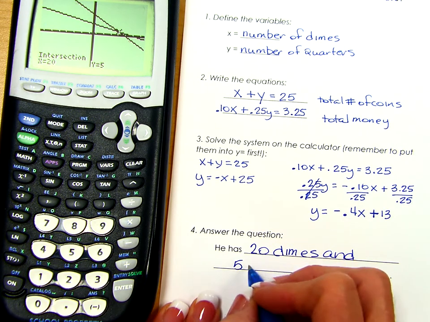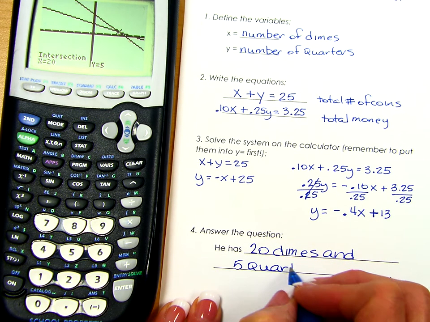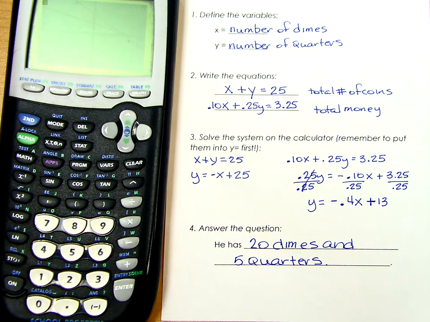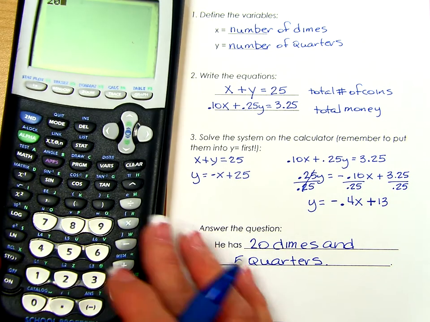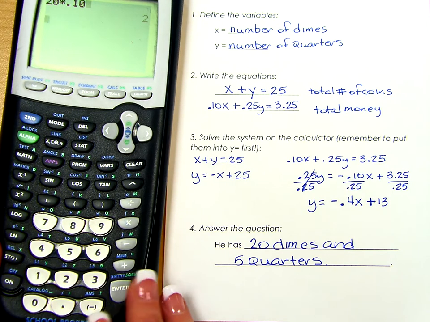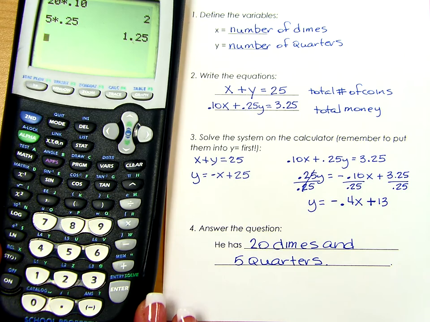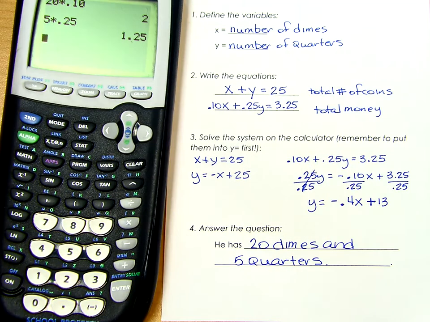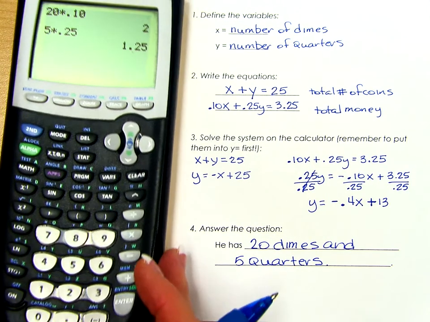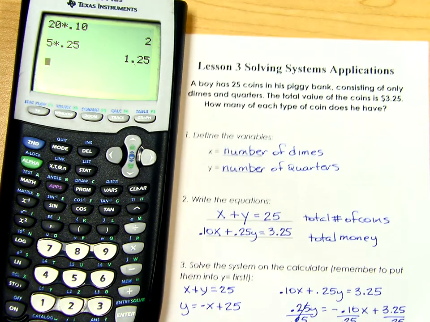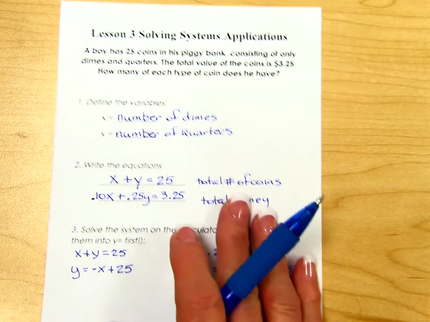So he has 20 dimes and 5 quarters. Now to test this out, we can go back to the regular screen and say 20 times 10 cents, it's $2. And 5 times 25 cents is $1.25. And $2 plus $1.25 is definitely $3.25. And 20 plus 5 is 25. So that would satisfy both equations. So this is solving systems of applications.